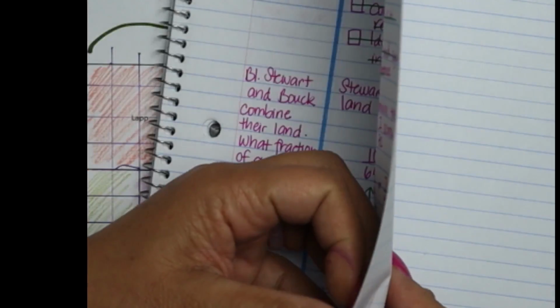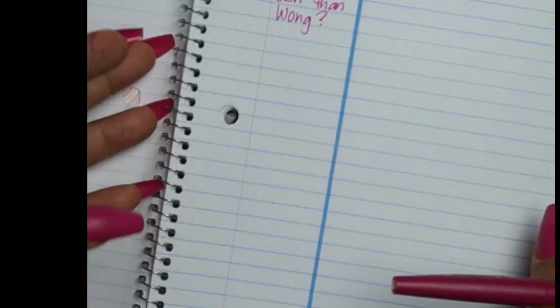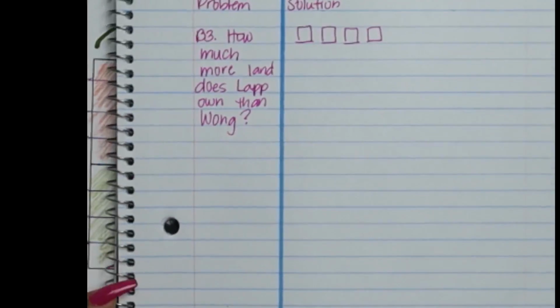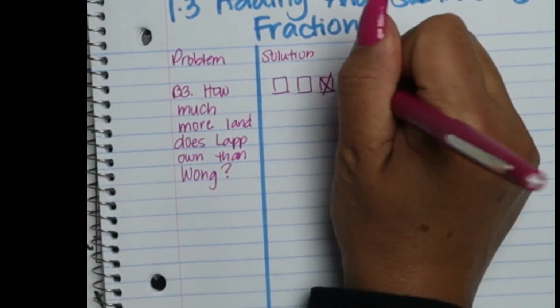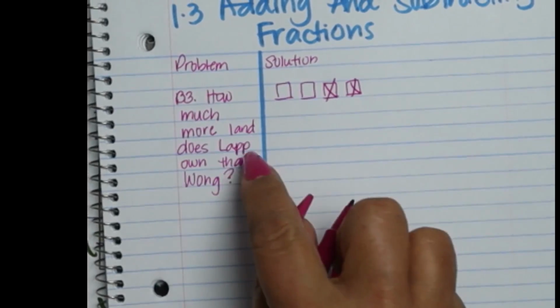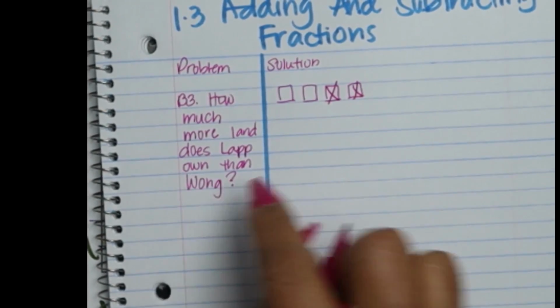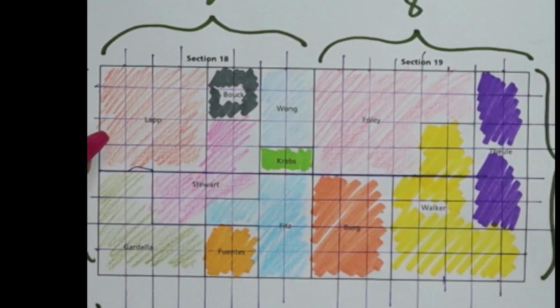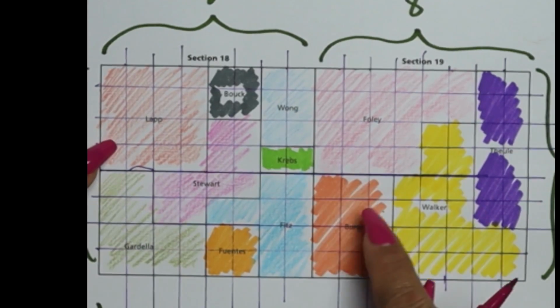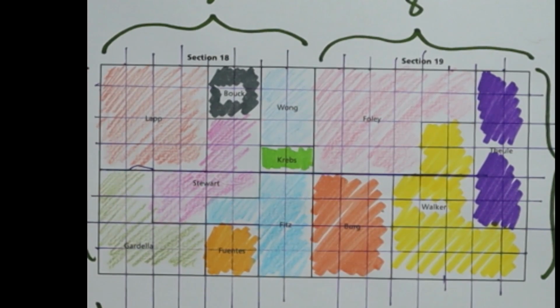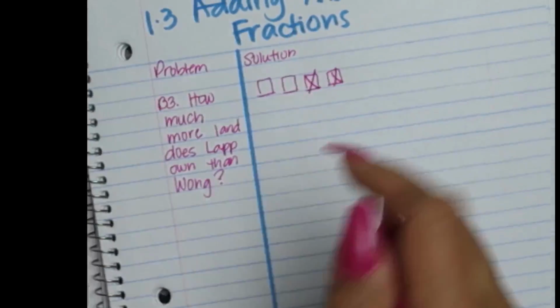And let's analyze the last question. Now we're not going to do these 2 parts. How much more land does Lapp own than Berg? So we have Lapp and Berg. We didn't do these either, so you're going to do these on your own.